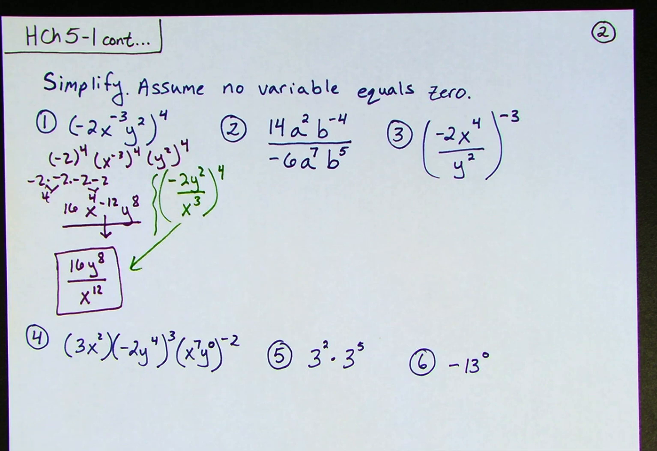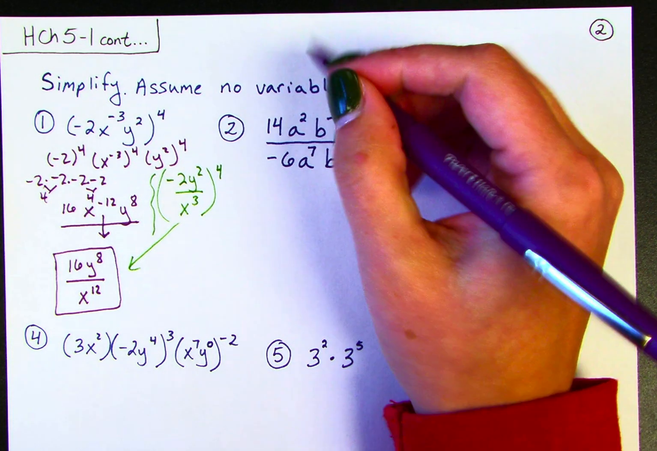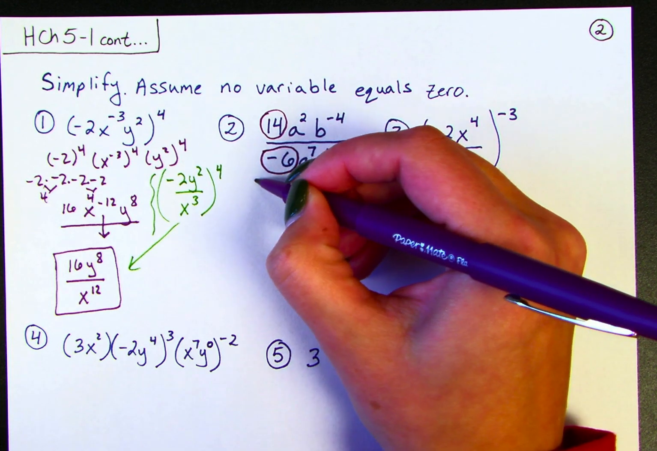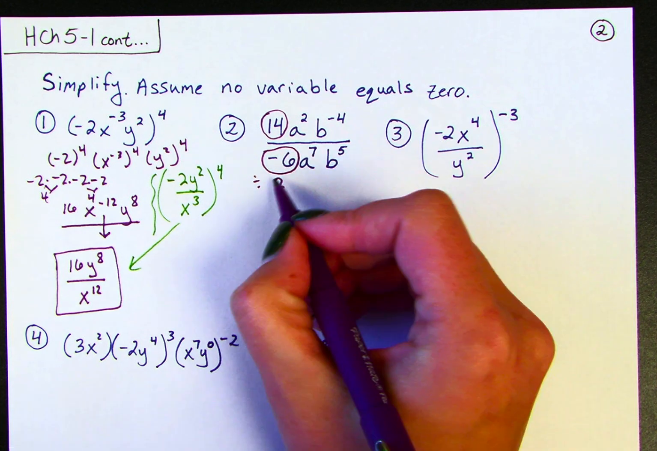All right, on to the next one. So that second one, we are dealing with numbers. So when I'm looking at my numbers, this 14 and negative 6 are both divisible by 2, and then since my denominator is negative, I need to make this a negative 2.